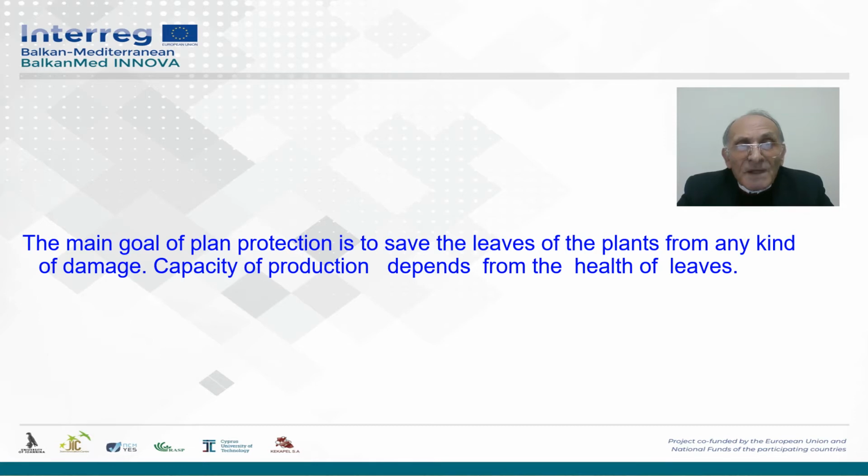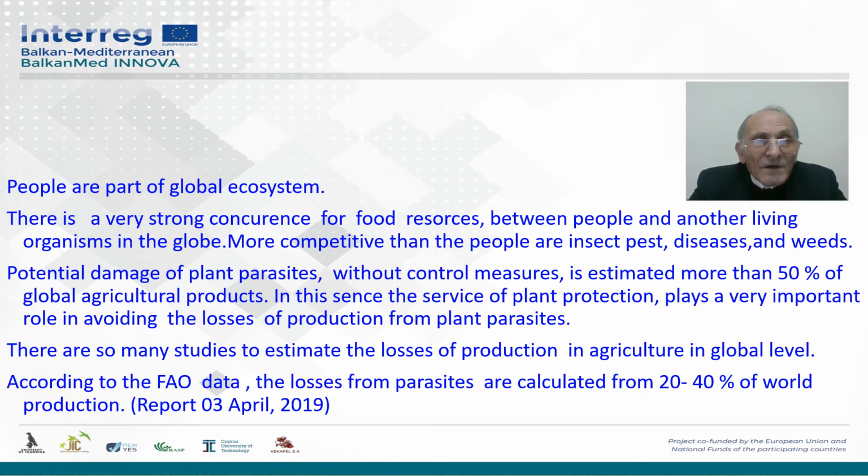The main goal of plant protection is to save the leaves of the plants from any kind of damage. Capacity of production depends on the health of the leaves. People are part of the global ecosystem. There is very strong competition for food sources between people and other living organisms in the globe. One of the most competitive groups for people are insect pests, diseases, and weeds.